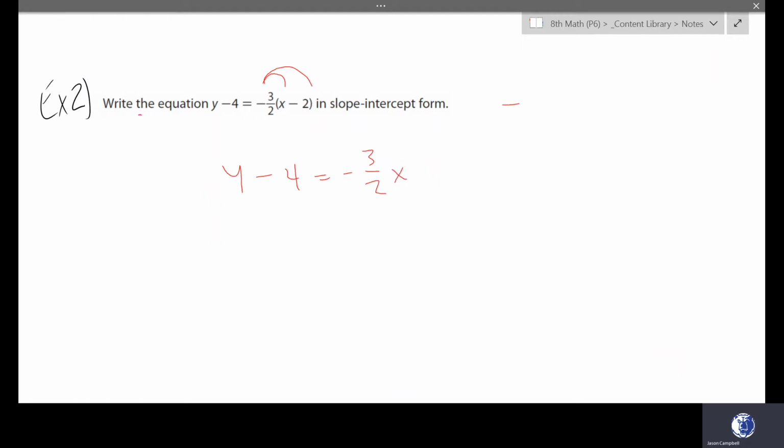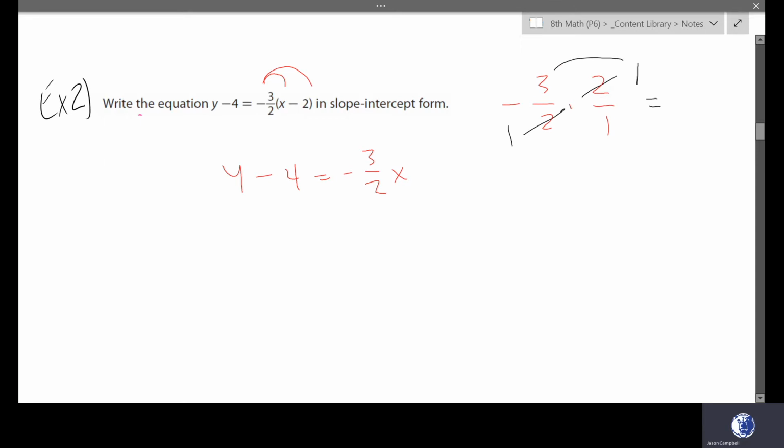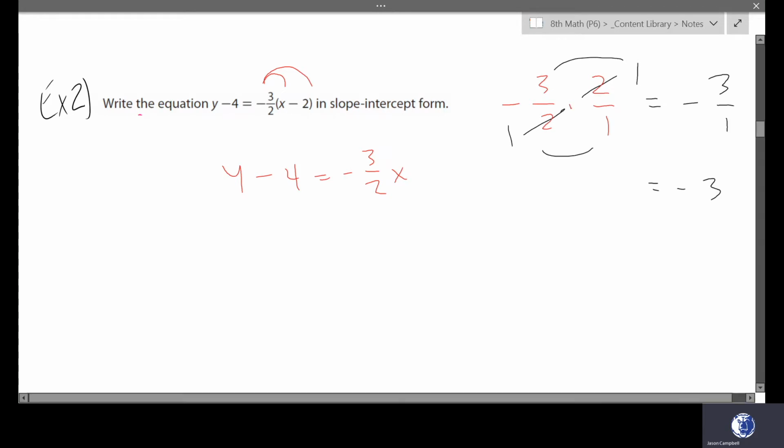And -3/2 multiplied by 2 over 1. We can cross cancel the 2. And when we multiply across, -3 multiplied by 1 is -3. 1 multiplied by 1 is 1. So we get -3.